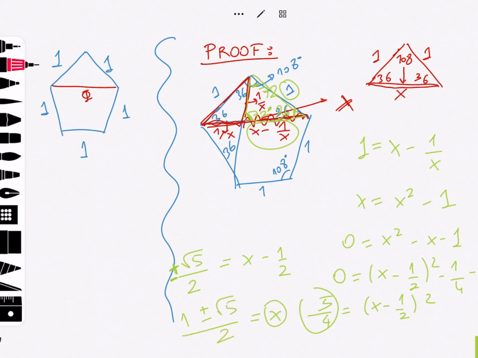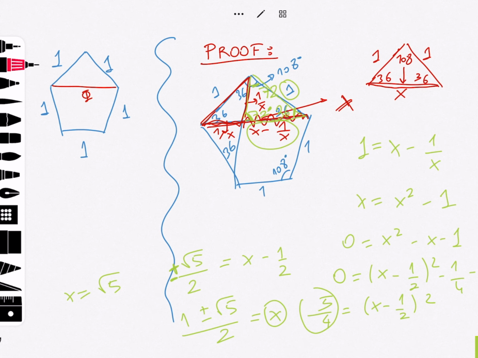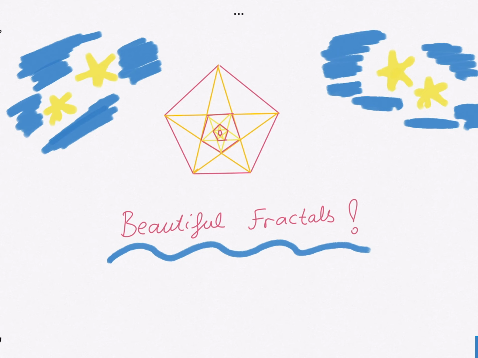x is a length, so it must be positive. So x equals the square root of 5 plus 1 over 2, which you can recognize as the golden ratio, 1.618, and so on. It's because of this golden ratio hidden in the pentagons that stars are so beautiful.